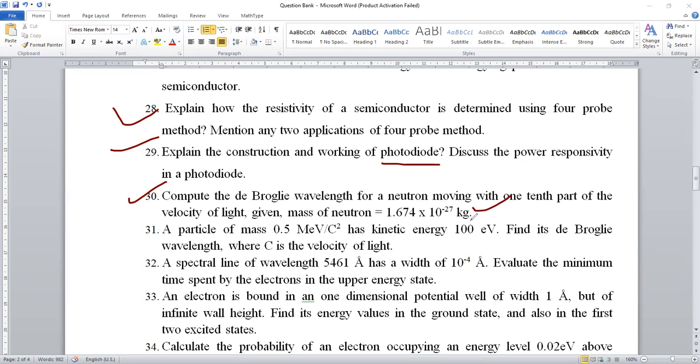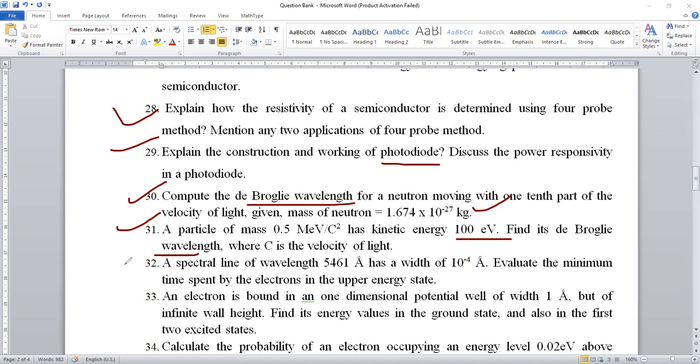Now, the university is providing the data handbook, which you can also refer to. But you have to remember the de-Broglie equation. I hope that particular equation is also available in the data handbook. A particle of mass 0.5 milli electron volt per c square has a kinetic energy of 100 electron volt. Find the de-Broglie wavelength. So that de-Broglie equation is very important. I request you to go through that once. Also, you can check the data handbook.